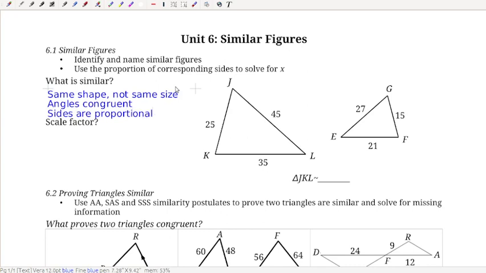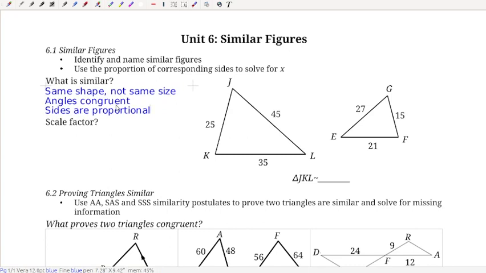What that means is whatever number that I multiply 45 by to get 27, I would also have to multiply 25 by to get 15, and the same number, 35 times something, is 21. And that number is called your scale factor. So the number that we multiplied our sides by was the scale factor. And so we found the scale factor by comparing the two sides.